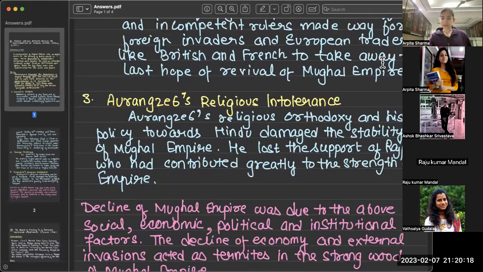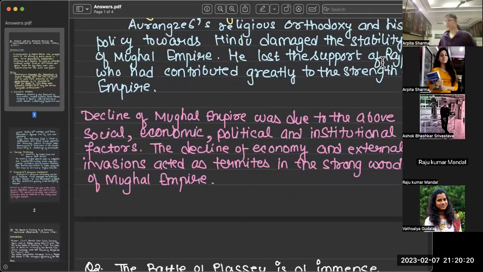So after explaining the reasons, you have to end your answer. Now, conclusion is very easy. Conclusion should be within 2 to 3 lines only. You can write in the conclusion, hence the above reasons qualify to be the cause behind the disintegration of the Mughal Empire. Within 2 lines, you can end the answer. Or you can write, decline of the Mughal Empire was due to the above social, economic, political, institutional factors. Just summarize what you have written above.